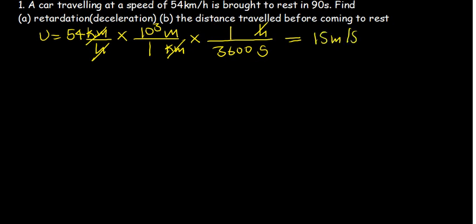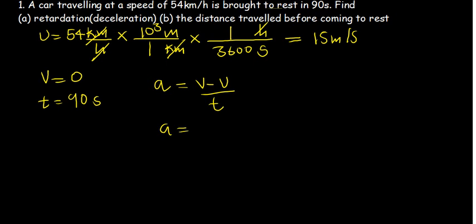Now the question says the car is brought to rest, meaning the final velocity is equal to 0, and we've also been given the time, that is 90 seconds. We want to find the retardation, or the acceleration. Acceleration is given by final velocity minus initial velocity divided by time. So the final velocity is 0, the initial velocity is 15, the time is 90. So we have negative 15 over 90, that would be negative 0.166 meters per second squared.